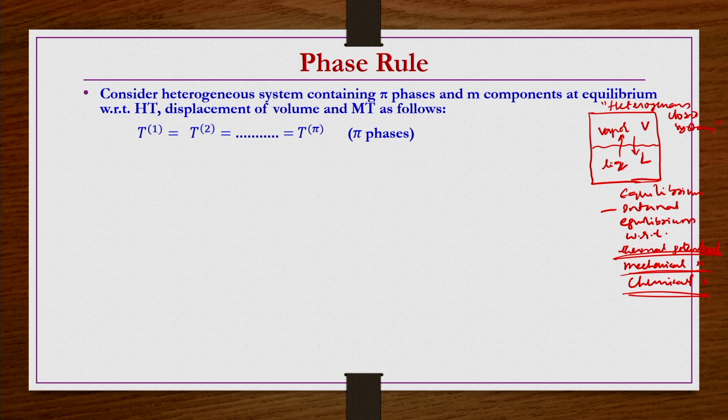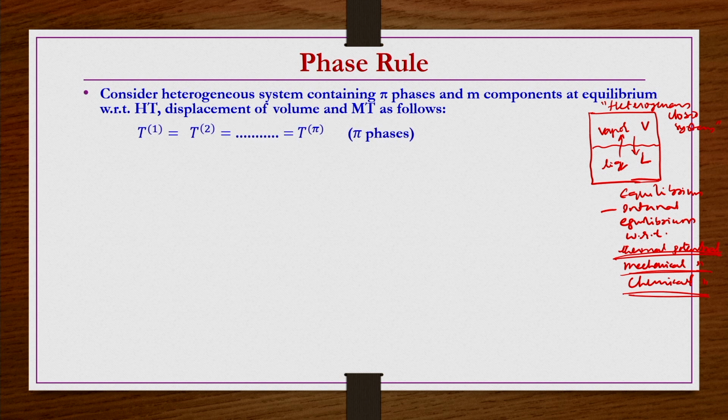So, now for this case I have explained this one only for 2 phases. Now, let us take a common case of pi number of phases and n number of components. So, then what are these relations? What are these equilibrium relations that exist, those things we are going to see now.